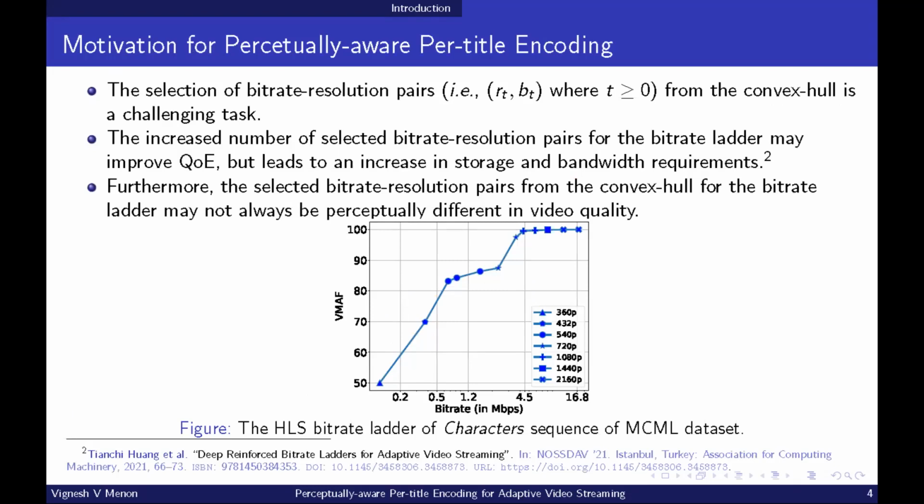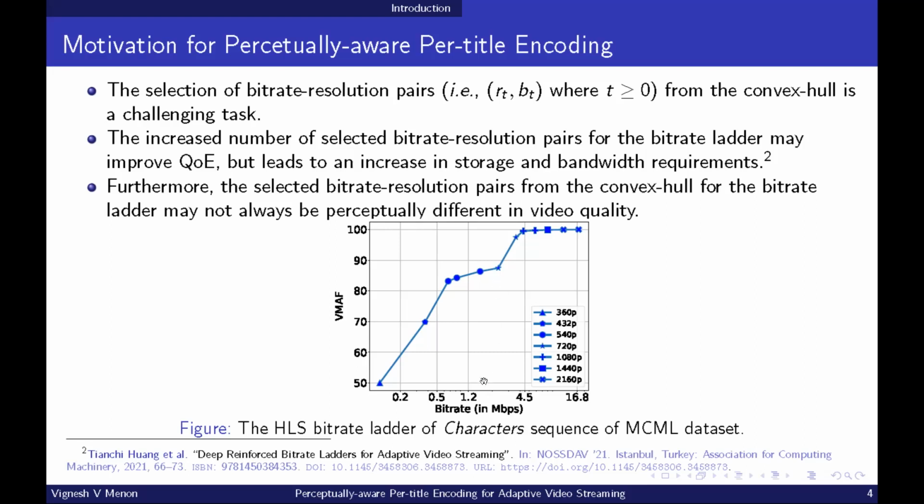The selection of bitrate resolution pairs from the convex hull is a very challenging task. The increased number of selected bitrate resolution pairs for the bitrate ladder may improve quality of experience since clients are served with representations close to their desired bitrate range. However, this leads to an increase in storage and bandwidth requirements.